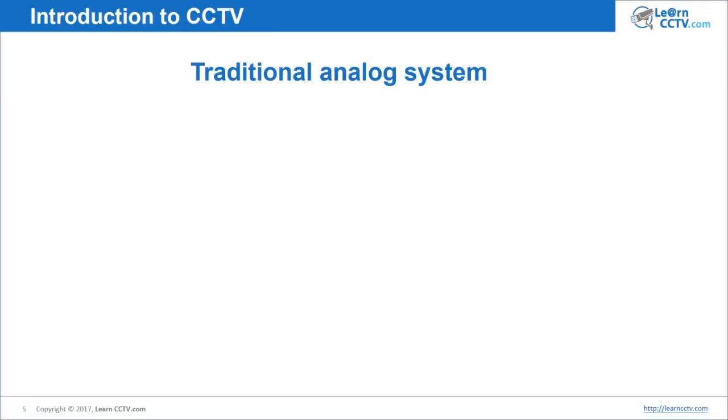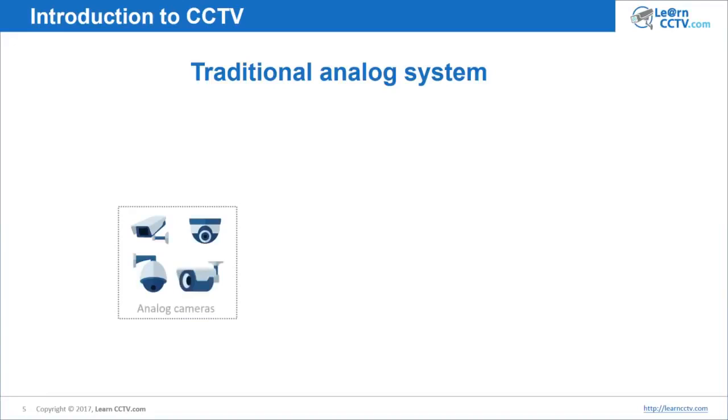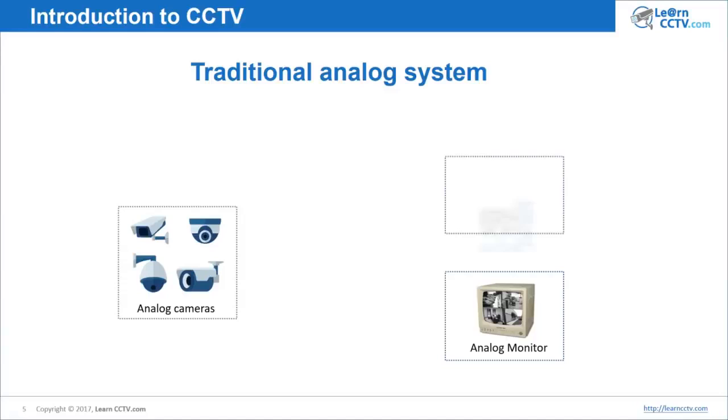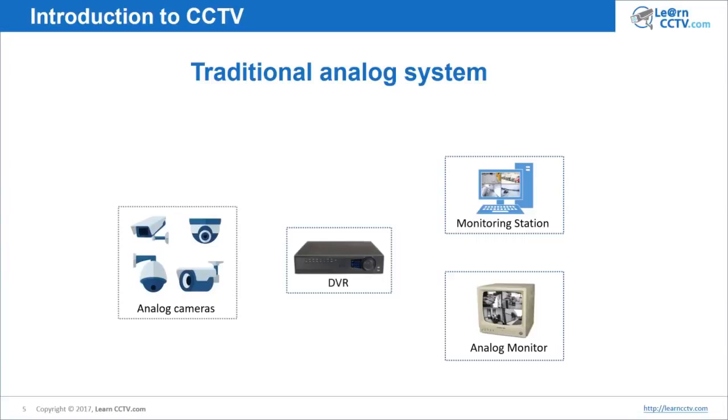Let's start with the analog system. So here I have my cameras, could be different kinds of cameras, analog cameras. And then here I have my analog monitor. And I also have my monitor station. That's a computer with the software to monitor the system, right? Then in the middle of everything, I have the DVR. DVR is the digital video recorder, used to record the videos from the cameras.